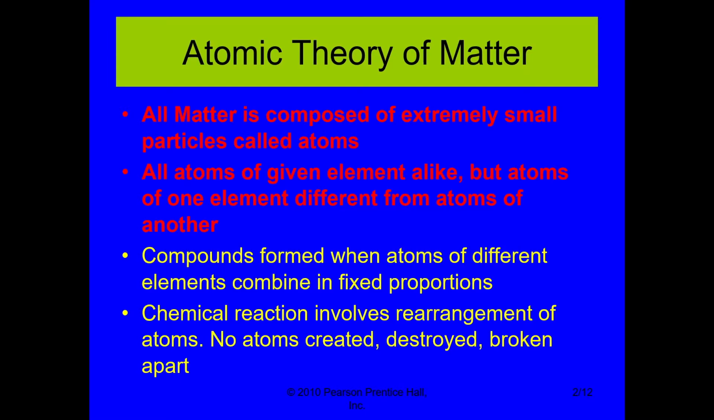Let's take a look at this last bullet point. Chemical reactions involve the rearrangement of atoms. No atoms are created, destroyed, or broken apart. In the process of building compounds and molecules, we're taking atoms and we're going to bond them together through the use of chemical bonds, a topic that we'll discuss more in further chapters. And if we want to build a new molecule, we can actually break those bonds apart and rearrange the atoms, creating new bonds between the atoms to create new molecules.